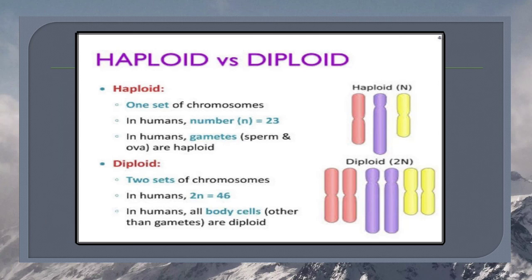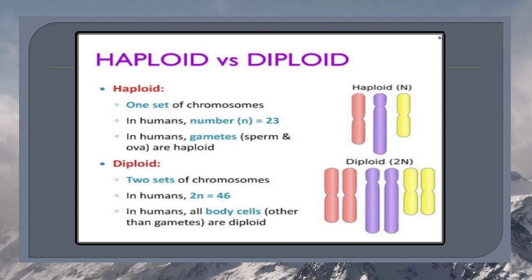So haploid means only one set of chromosomes. In humans, number n is represented as 23. So haploid is represented as n, and in human beings it is 23. And examples of haploid cells in human beings are gametes. Diploid means two sets of chromosomes. So in human beings it is shown as 2n equal to 46. 2n is the representation of diploid. All the body cells except gametes are diploid.